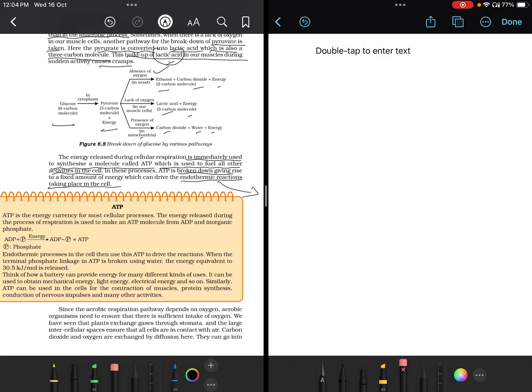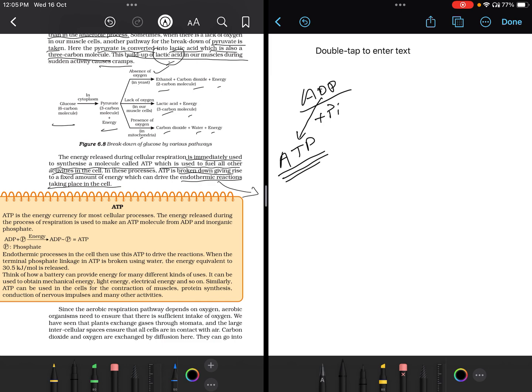Now, let's say something about this ATP. ATP is the energy currency of most cellular processes. The energy released during the process of respiration is used to make an ATP molecule from ADP and inorganic phosphate. ADP, adenosine diphosphate. ATP, adenosine triphosphate. From di to tri needs one inorganic phosphate. Okay, I means inorganic. So this one inorganic phosphate adds to the ADP and forms one ATP.